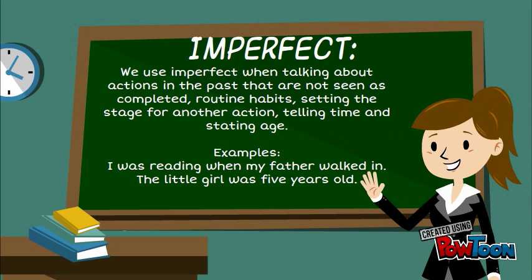Some examples of imperfect tense are I was reading when my father walked in, and the little girl was 5 years old.